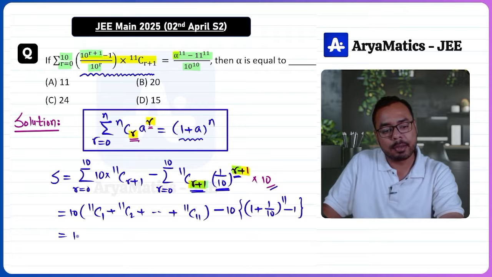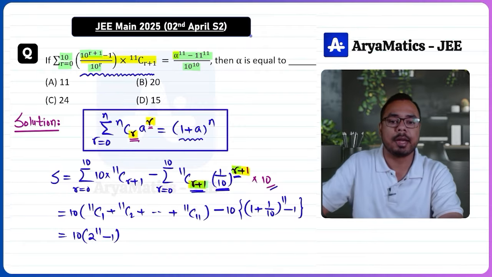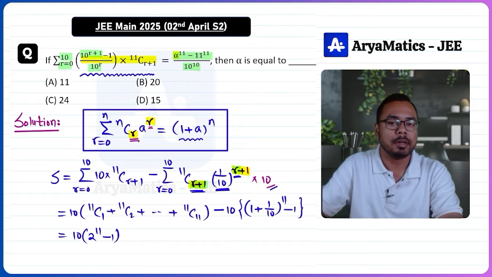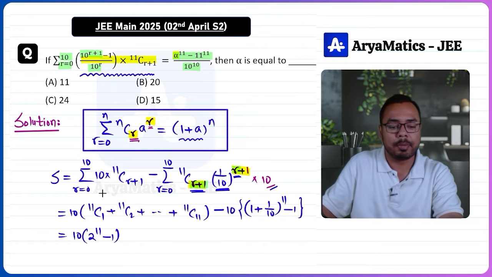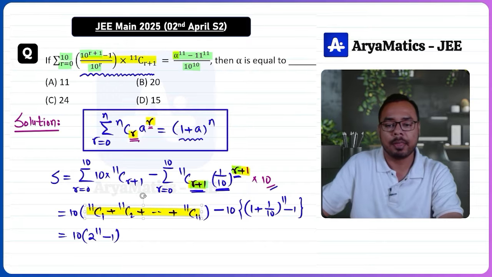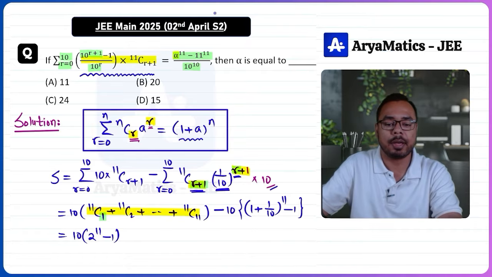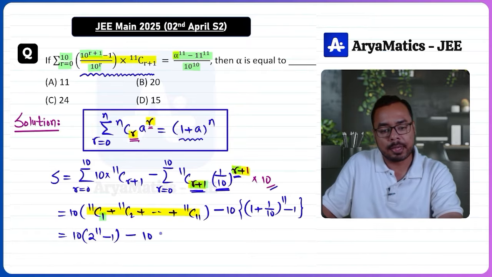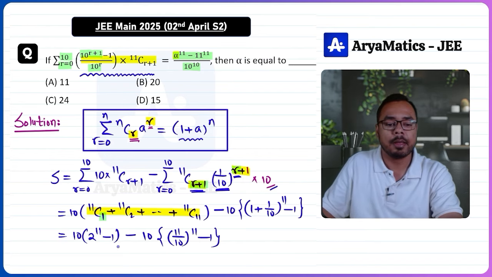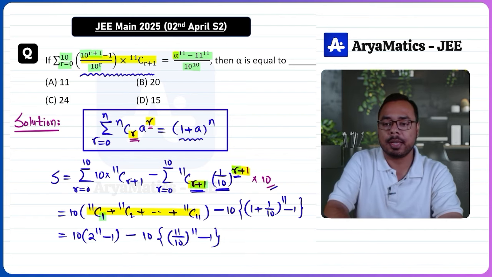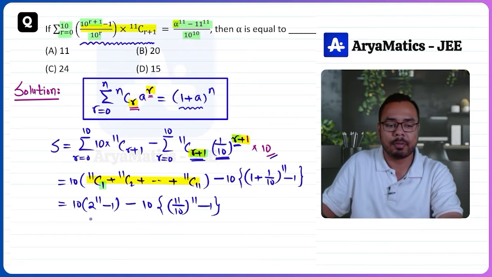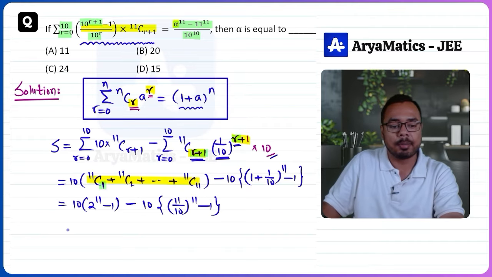This series is starting from 11c1. So therefore, we have to do minus 1. Now, this side will be 10 into 2 raised to 11 minus 1. Again, a standard formula: the sum of nc0 plus nc1 up to ncn is 2 raised to n. Again, this is starting from 1, right? So 11c0 we have to subtract from here, and then minus 10 into, and this will become 11 by 10 raised to 11 minus 1. Now this minus 1 you can cancel, right? If you take 10 common from all of these, then you can get rid of that minus 1.